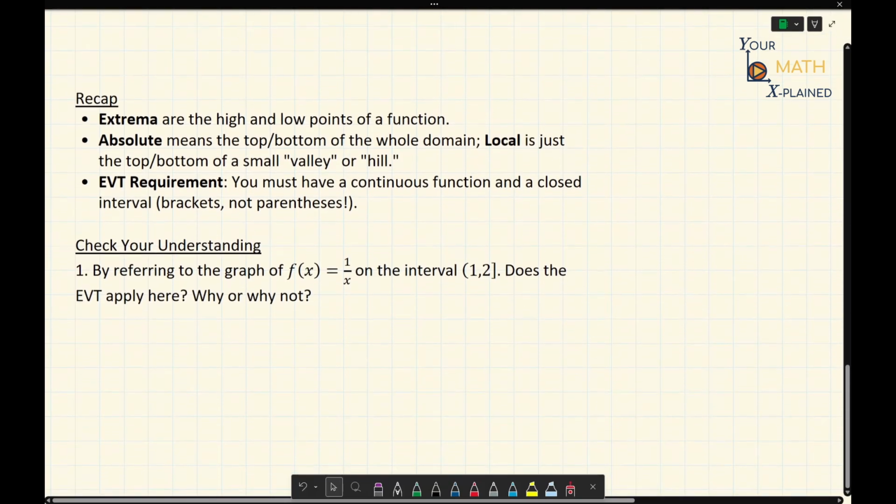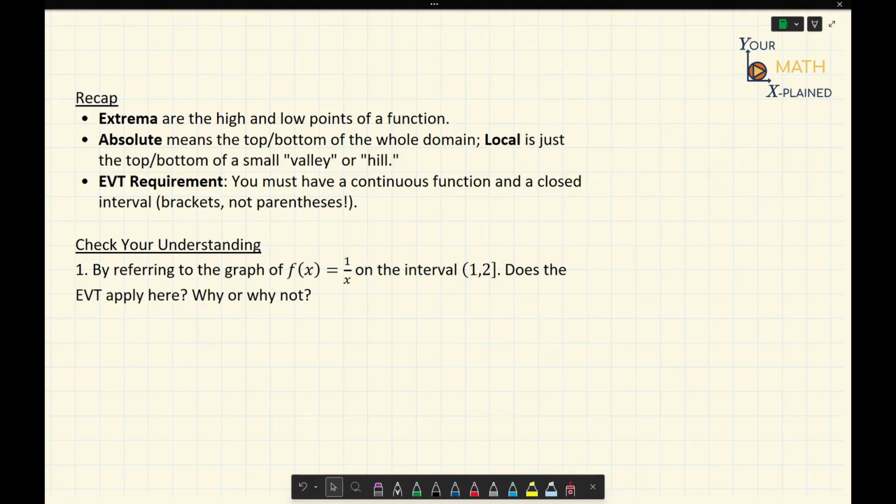And now let's do a quick recap of what we covered in this video. We learned that extrema are the high and low points of a function. And when we say absolute, we mean the absolute top or the bottom of the whole domain. Local is just the top and bottom of a small valley or a hill. And lastly, we went over the extreme value theorem, which has two requirements. The first one being that it has to be a continuous function, and the second one being that it is continuous on a closed interval, denoted as brackets, not parentheses. These definitions and understandings allow us to start exploring the connections between calculus and real-life extrema, which we will dive into in the next video.